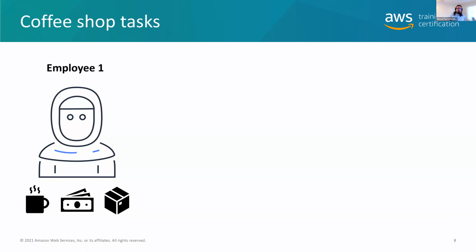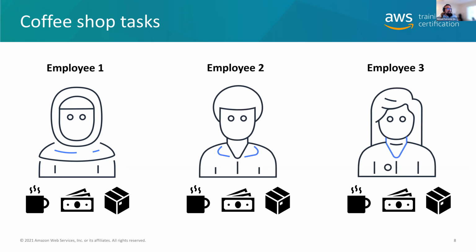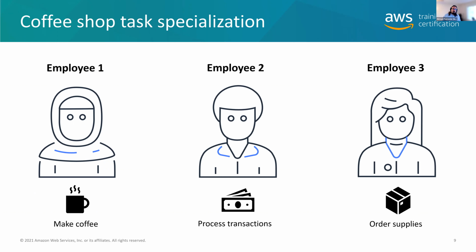Other things to note is that people specialize in different areas. For example, we could have a barista who specializes in coffee, someone who specializes in being a cashier, and someone who specializes in inventory. Amazon does the same thing when they think about their virtual machines.